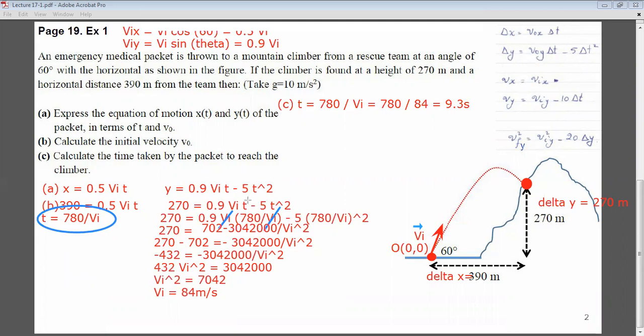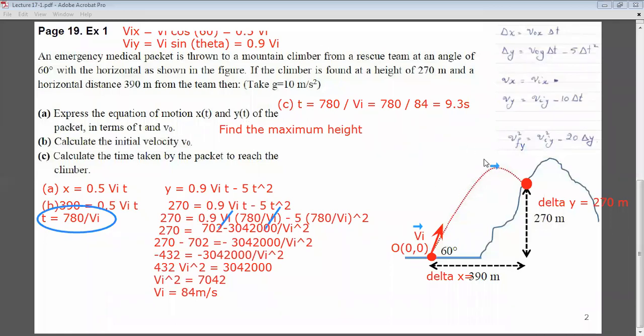Okay, what other questions can he ask me? So let's assume this is an exam problem. What other questions can the examiner ask me? He can also ask me, for example, to find the maximum height. This is an additional question. Here is the maximum height.